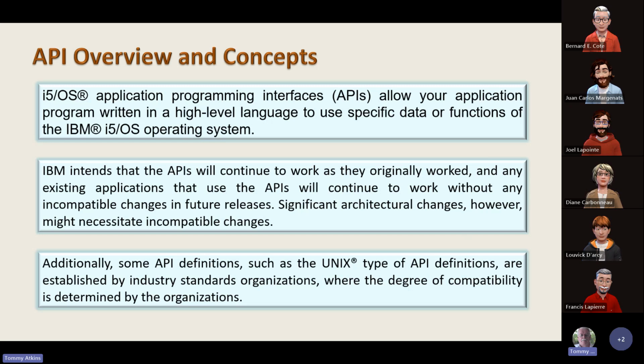The one exception to that is some API definitions, such as the Unix type of API definitions, which are established by industry standard organizations, where the degree of compatibility is determined by the organizations. My advice to you, knowing Unix organizations and industry standards organizations: stay away from these APIs because they could change at the drop of a hat and maybe without any warning, in which case your programs will start to crash. So I generally stay right away from the Unix type APIs. They're clearly in the manual, they're clearly defined. Okay.